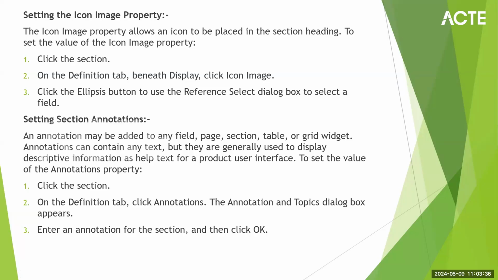Click section annotation. Annotation in the sense of the particular text you wish to display for any button or any field icon. That will be descriptive information about what that particular image or field is. You can give it: click on the section, on the definition tab, click annotation, and the annotation topic dialog box appears. Enter the annotation text, whatever you want to display for that particular icon.